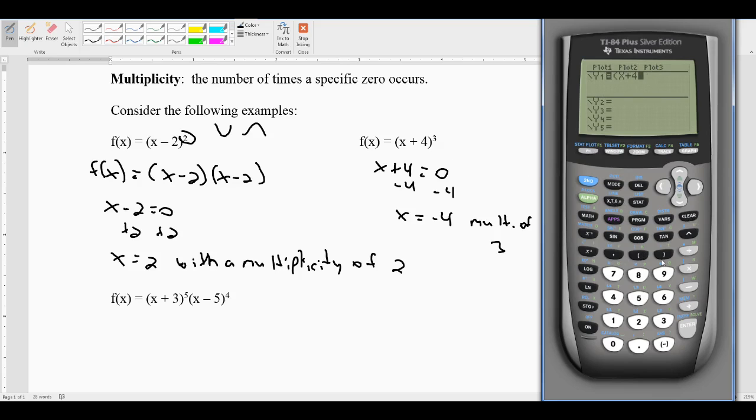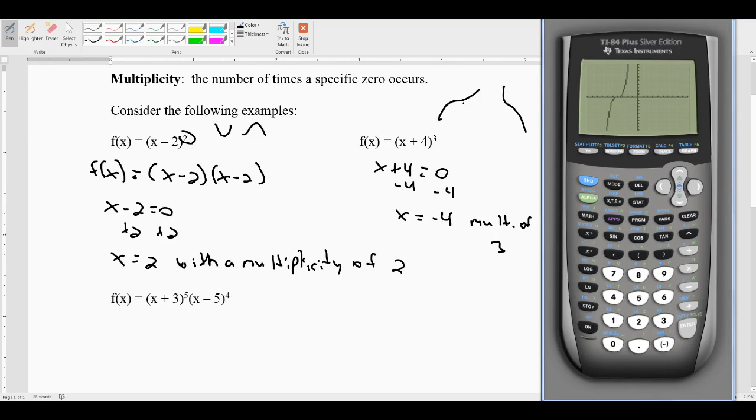X plus 4 cubed. When I graph it, it actually thinks about going to a touch and go, but it doesn't. It takes off again. So it'll look something like that, or something like that. It's almost a touch and go, but it takes off. So it passes through it.